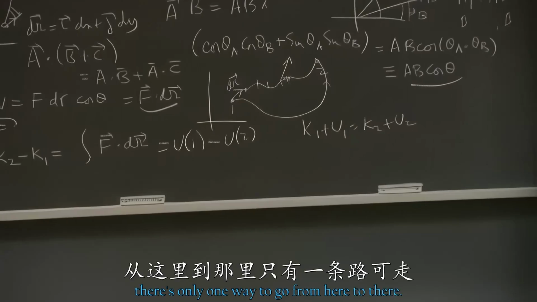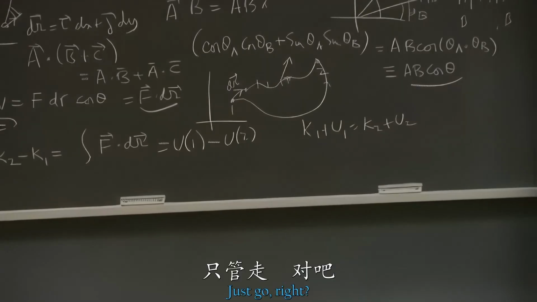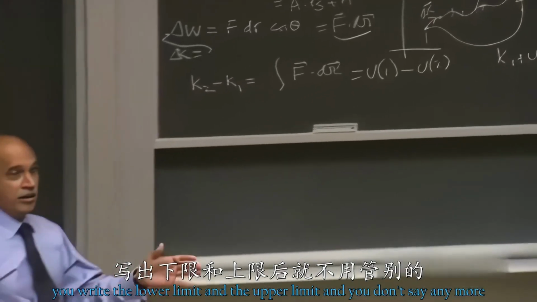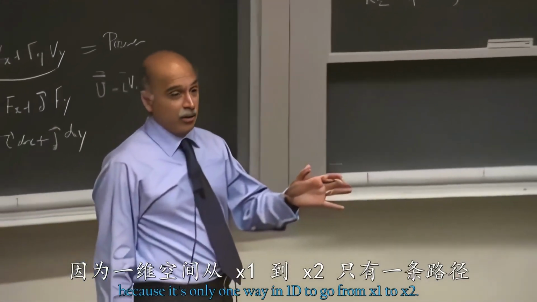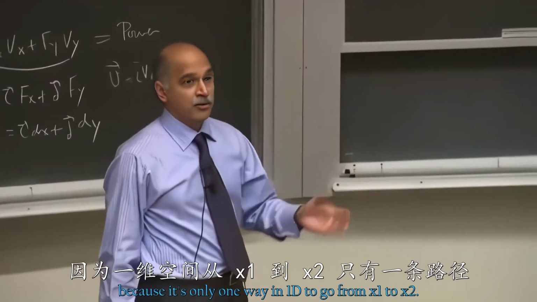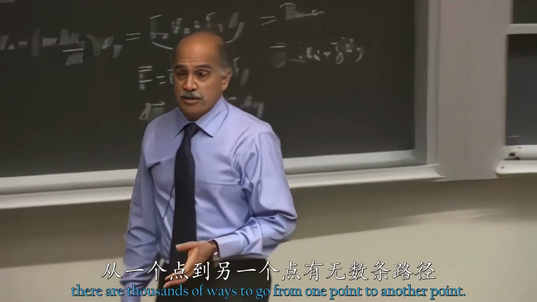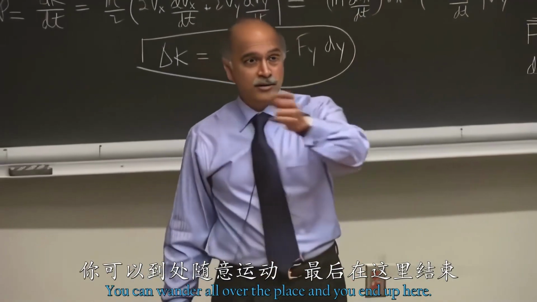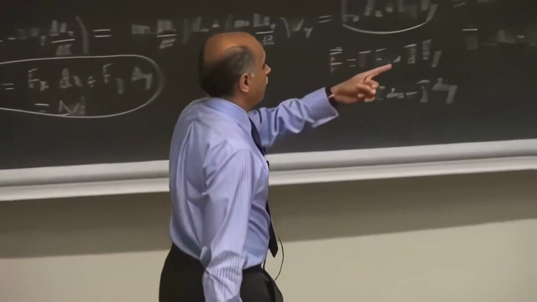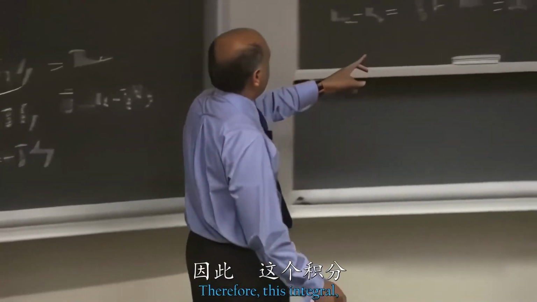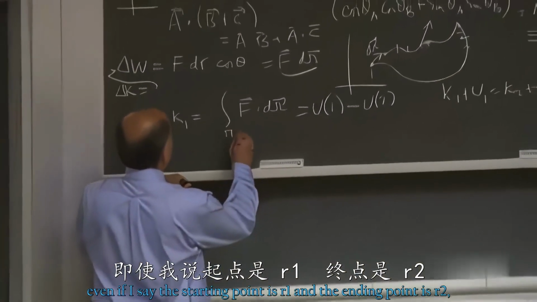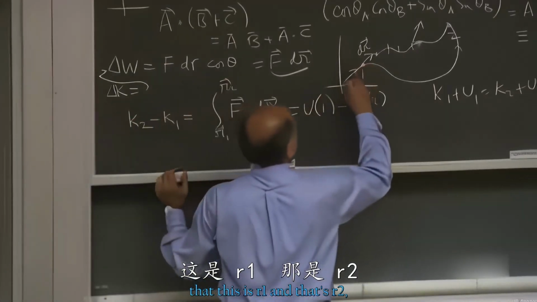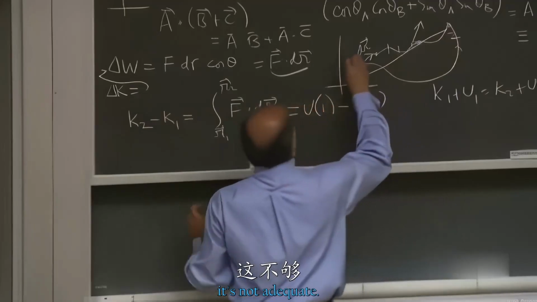So you see, in 1 dimension, there's only one way to go from here to there. Just go, right? That's why when you write an integral, you write the lower limit and the upper limit, and you don't say any more, because there's only one way in 1D to go from x1 to x2. In 2 dimensions, there are thousands of ways to go from one point to another point. You can wander all over the place and end up here. Therefore, this integral, even if I say the starting point is R1 and the ending point is R2, is not adequate.